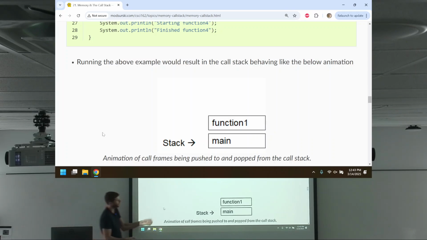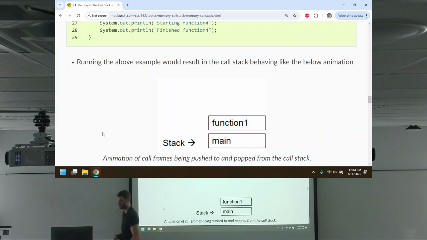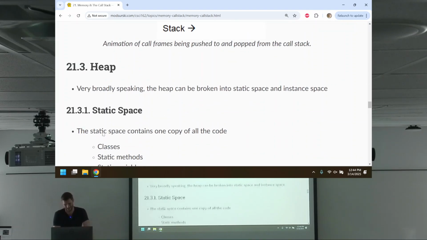Now, this right here is a very important feature of computational systems. Very important to do. It makes programming a lot easier.